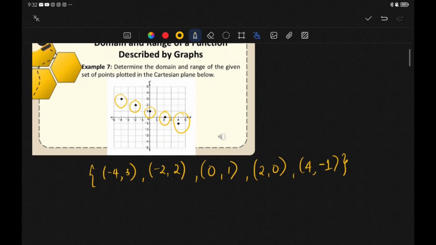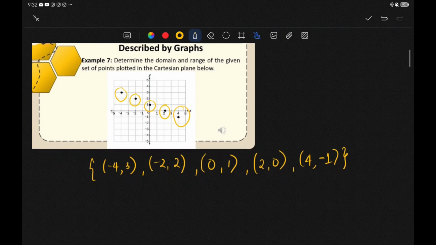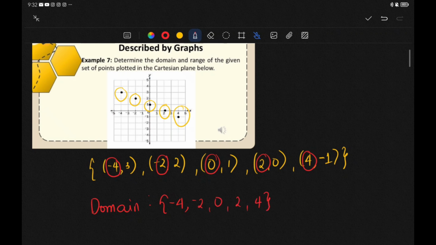Next, we are going to determine the first elements because they are the x values or abscissas. Now, if we determine this, it automatically sets the domain. So the first values are -4, -2, 0, 2, and 4. So we can write this as domain. We have here -4, -2, 0, 2, and 4. You can write this in ascending or descending order, or you can just write it as is.